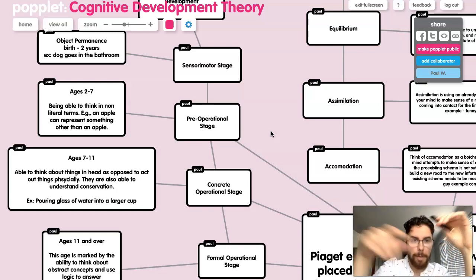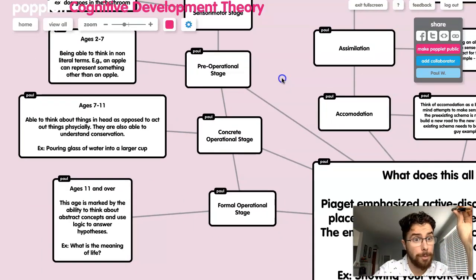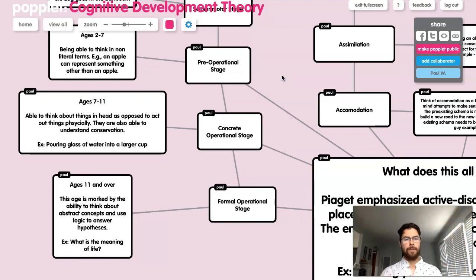And that bleeds into concrete operational. Concrete operational is ages 7 through 11. And there's 2 different items to unpack here. The first is being able to think about things in your head as opposed to act them out physically. So think about motor skills, throwing a baseball. The child, instead of having to go out and throw a baseball every single day, can say, "Hey, maybe I'll put my fingers on the seams this way and I'll start throwing that curveball." That's part of concrete operational.